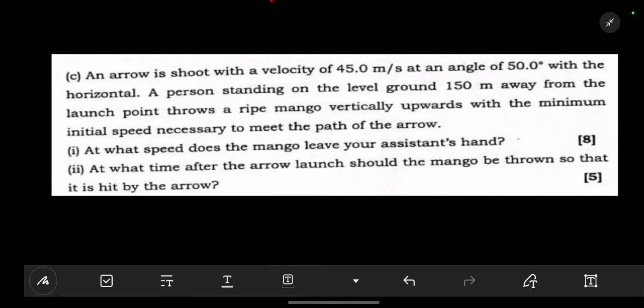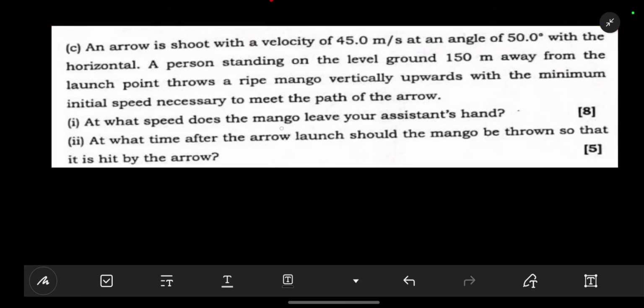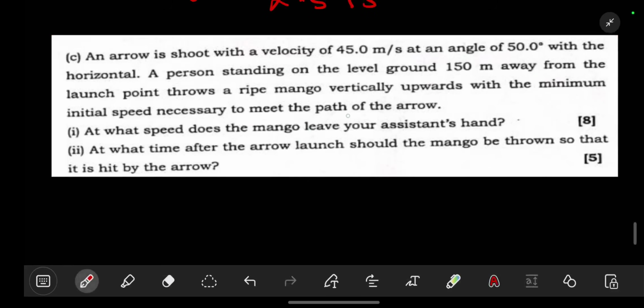Our next question is very interesting. We have an apple shot with a velocity of 45 meters per second at an angle of 50 degrees with the horizontal. A person standing on level ground 150 meters away from the launch point throws a ripe mango vertically upwards with the minimum initial speed necessary to meet the path of the arrow. At what speed does the mango leave the person's hand?